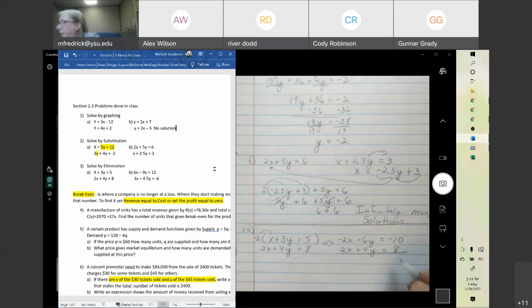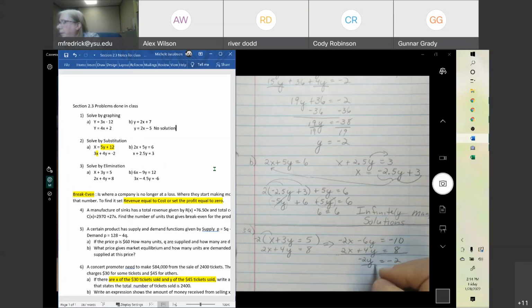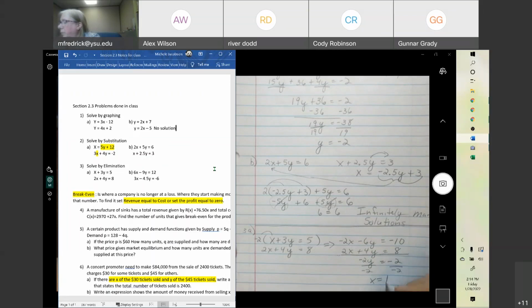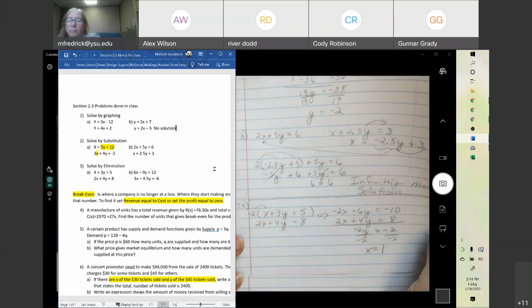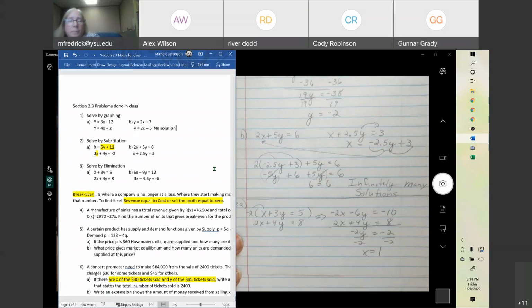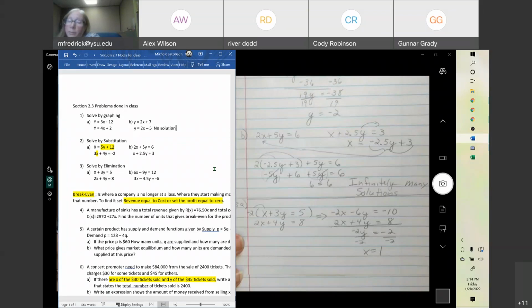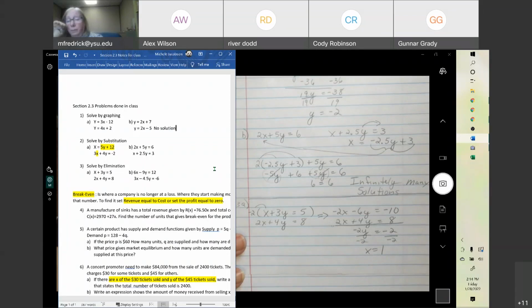Notice when you add down, the x's drop out. You have negative 2y equals a negative 2. Divide by the negative 2. Y is a positive 1. Of course, we only found y. We still need to find x. But any questions on that part?